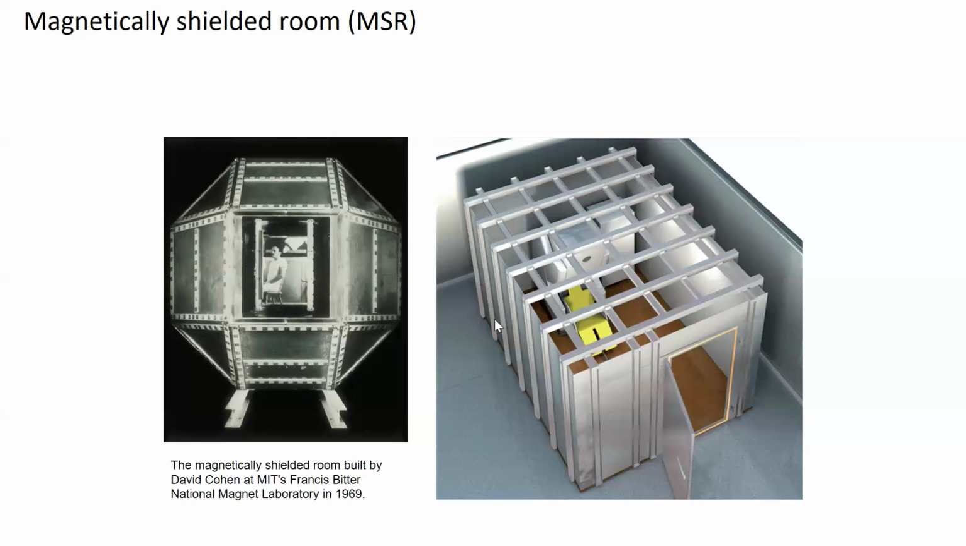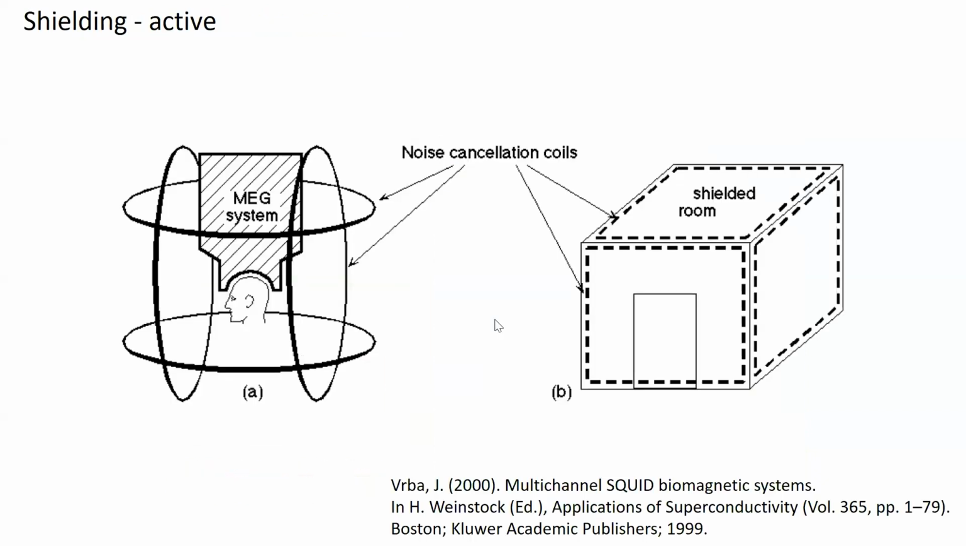Of course, for behavioral experiments, for EEG experiments, we don't necessarily need such large rooms. I think that's an interesting opportunity that we have. On top of the magnetic shielded room with the mu metal walls, we can add active shielding with noise cancellation coils, with which we create magnetic fields that are opposite to the fields from the environment.